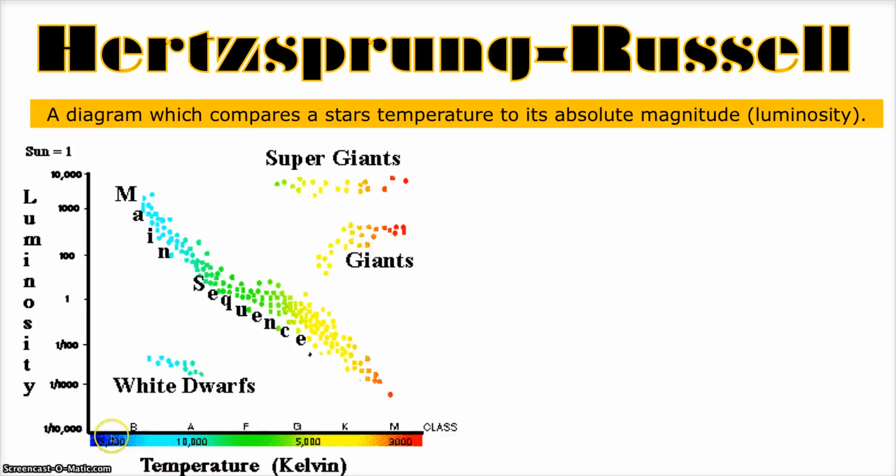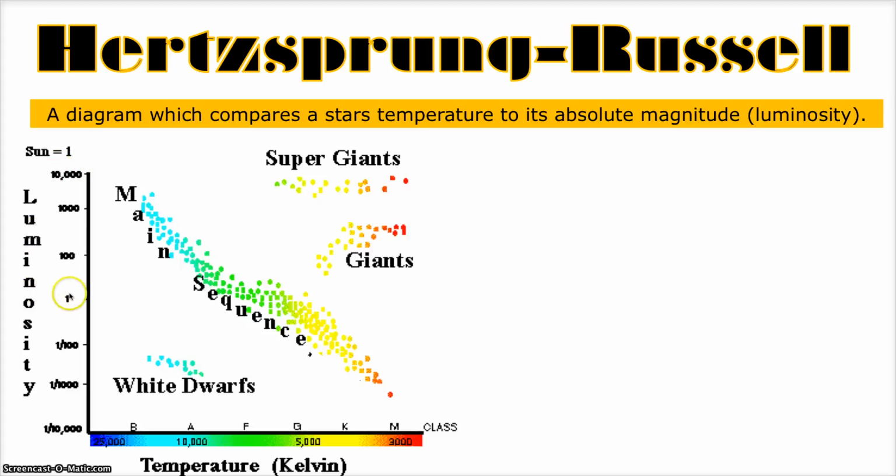Again, we start on the left-hand side with our hottest stars, so all of our hotter stars are over here, and you can see that they are in the blue color spectrum. So a blue star is going to be a hot star. And as you move to the right, the temperature is decreasing, with our cooler stars being in the red color spectrum. Now, the y-axis of an HR diagram measures the luminosity, or the brightness, the magnitude of the star.